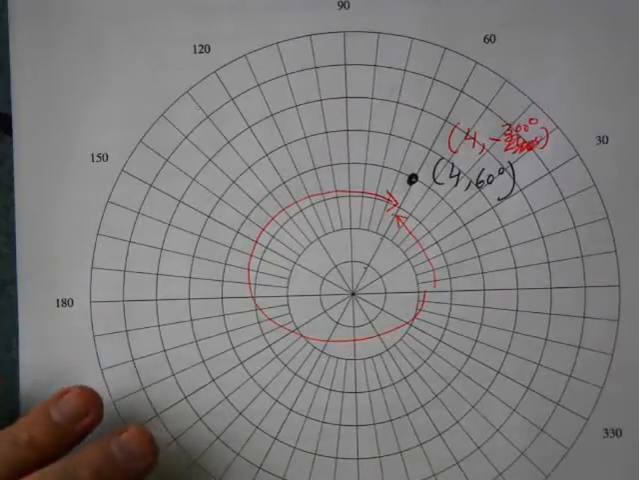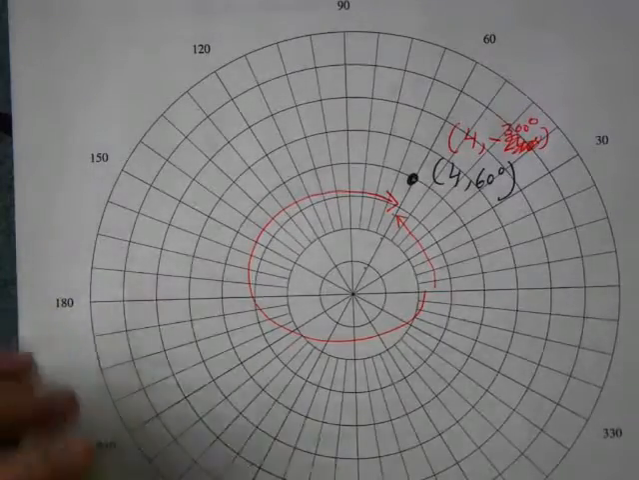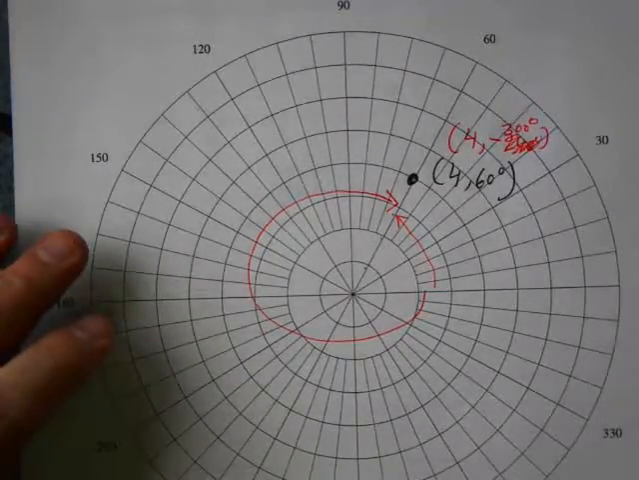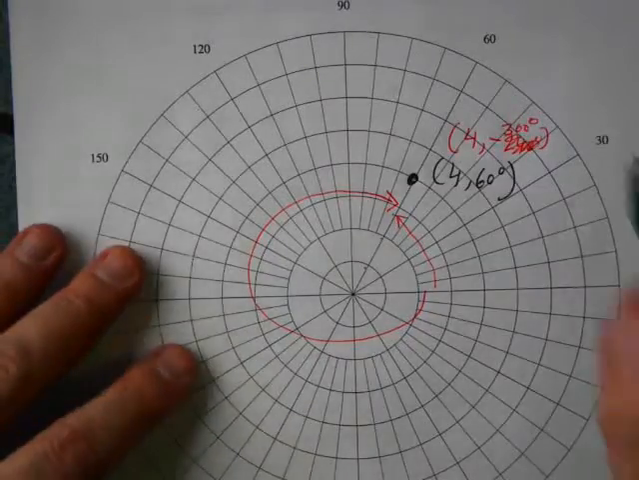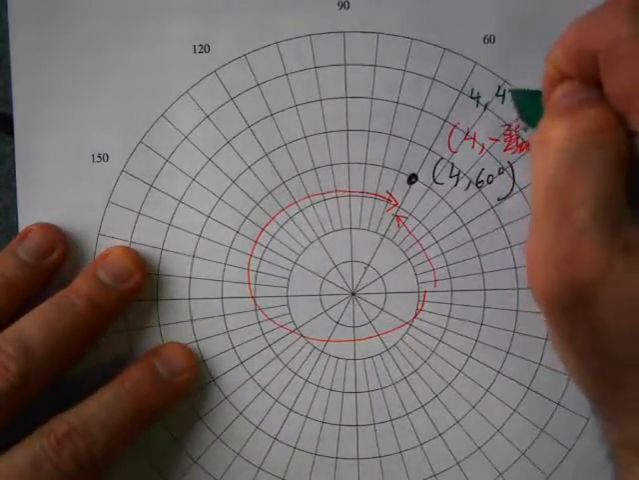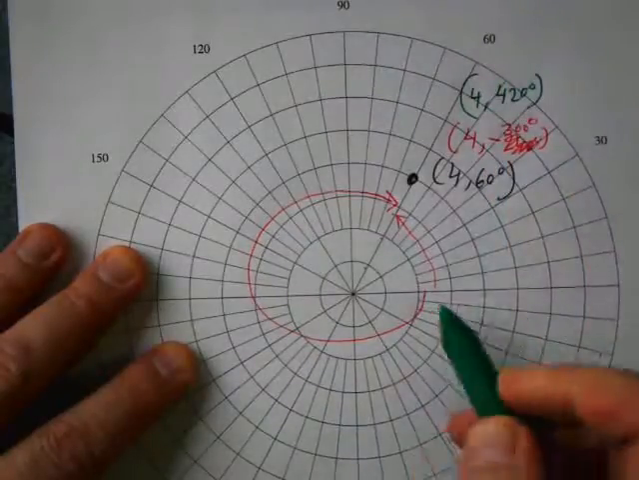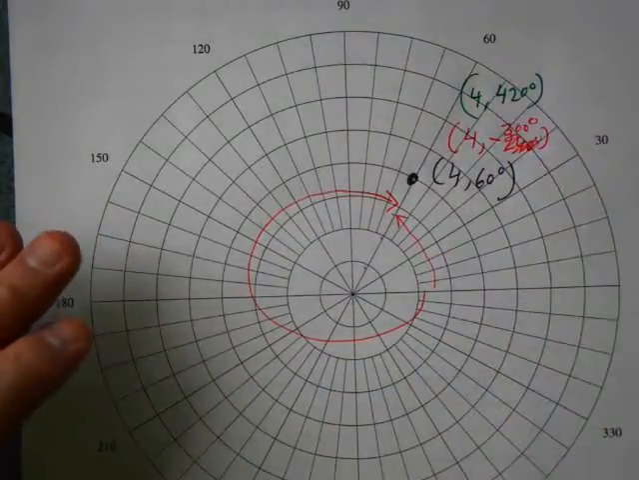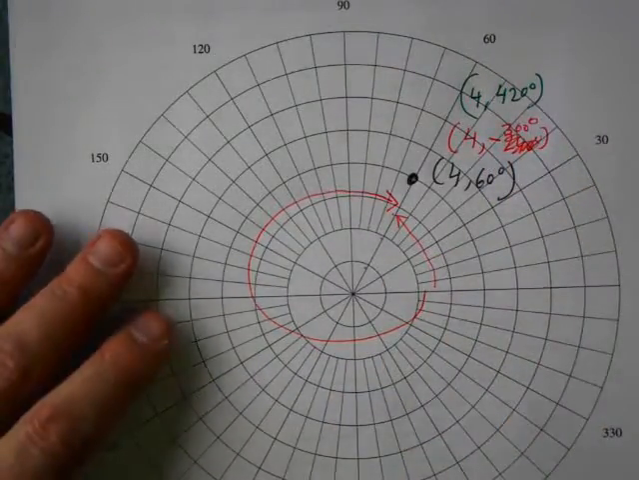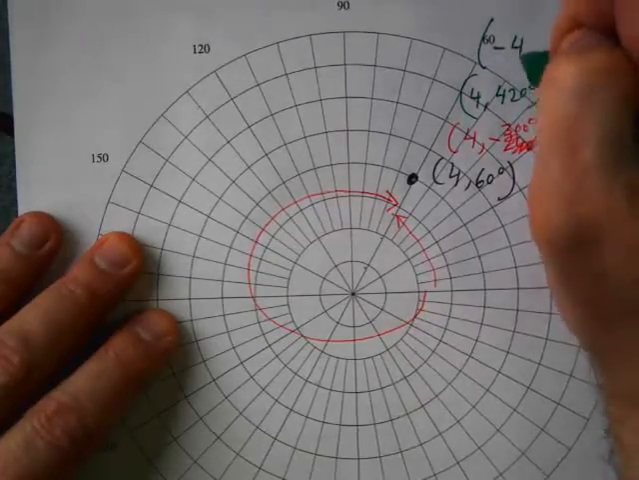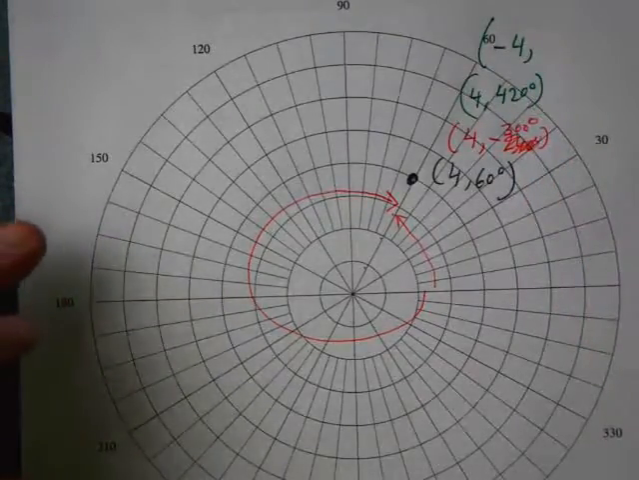Okay, how about another answer for that point? 4, 420. So you just went one complete revolution and then added 60 more. That works. What if I were to put that as a negative 4? What would the angle have to be?